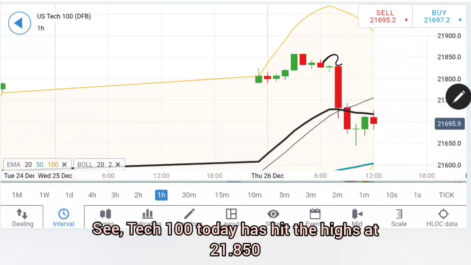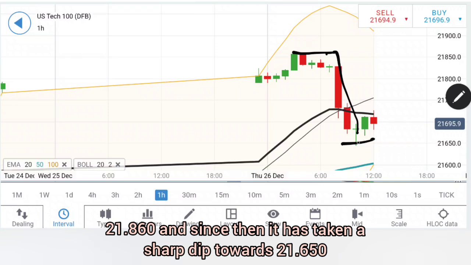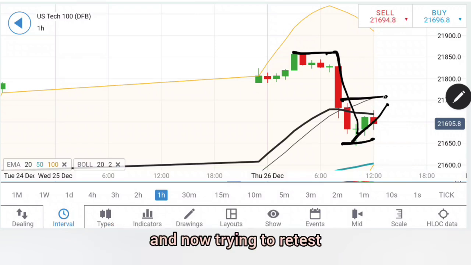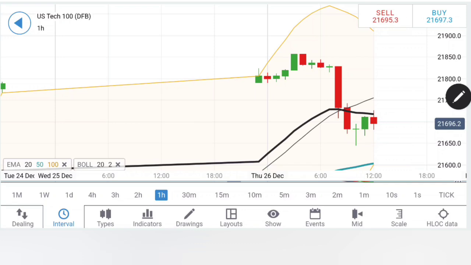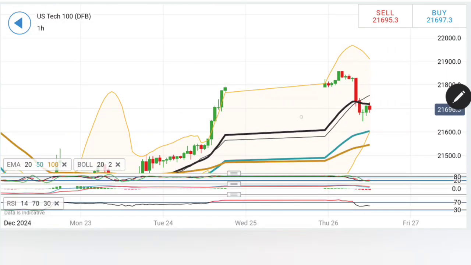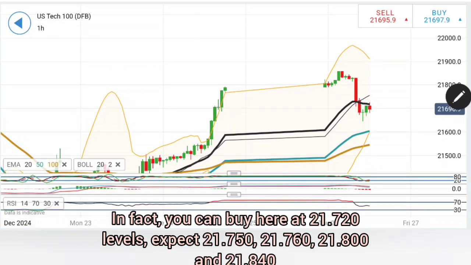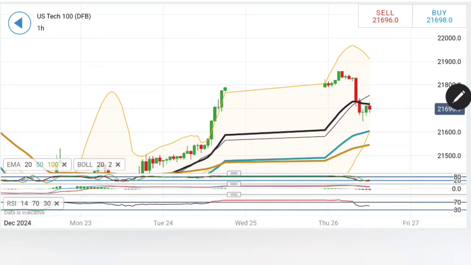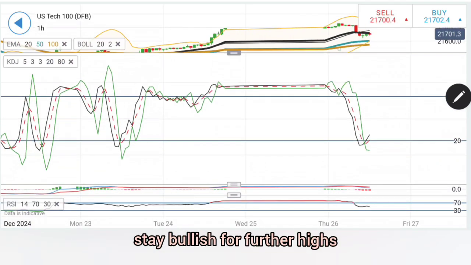See, Tech 100 today has hit the highs at 21,850, 860, and since then it has taken a sharp dip towards 21,650 and is now trying to retrace. Very, very important for it to now trade beyond 21,760 and 21,840 levels. If these two levels are taken, you can stay bullish. Else, right now the stance is slightly bearish here. In fact, you can buy here at 21,720 levels. Expect 21,750, 760, 21,800 and 840. If 840 is taken, stay bullish for further highs.